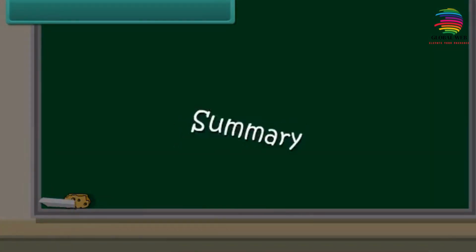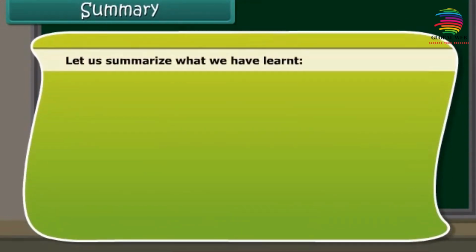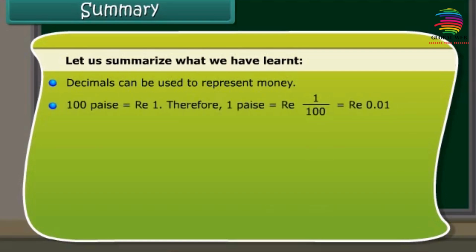Summary. Let us summarize what we have learned. Decimals can be used to represent money. 100 paise is equal to rupee 1. Therefore, 1 paise is equal to rupee 1 upon 100, which equals rupee 0.01.